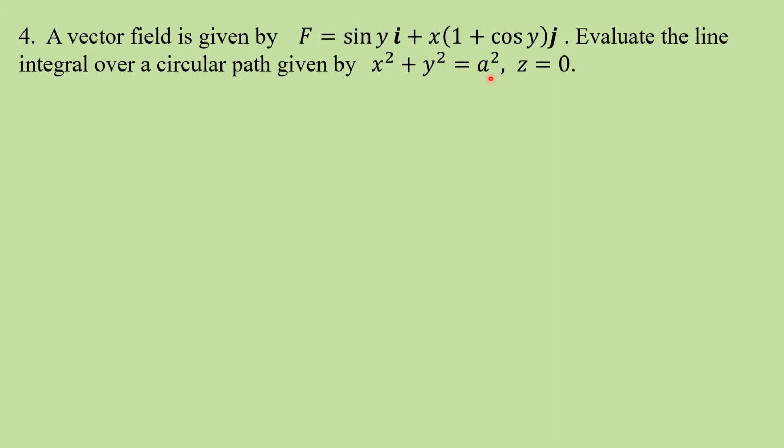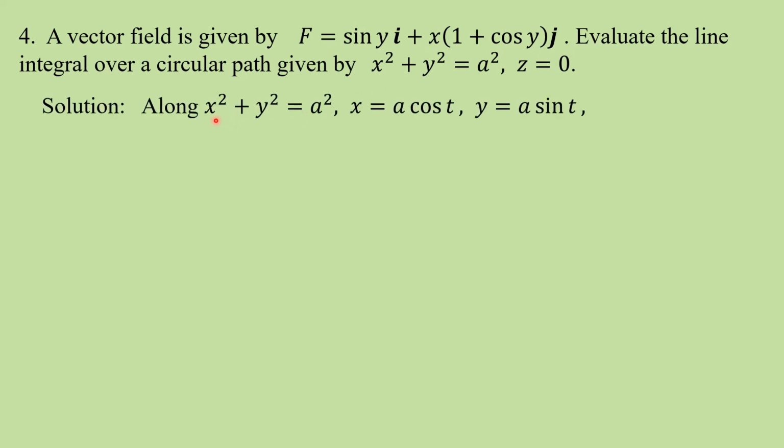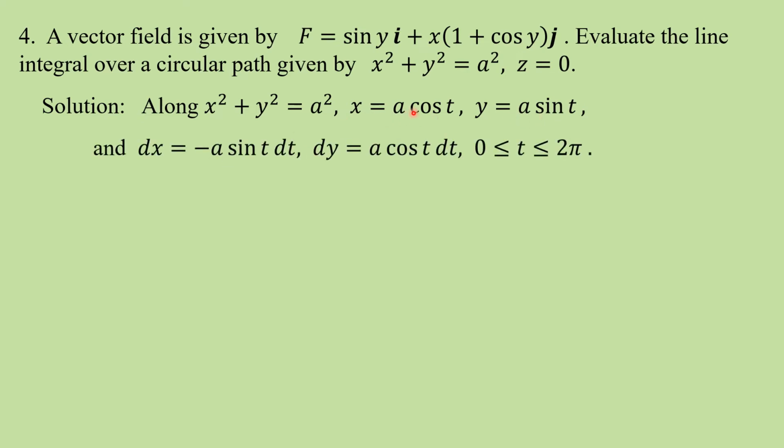Instead of taking with respect to x or with respect to y, it is better to take in terms of parametric form. As all of you know, the parametric equation of x² plus y² equal to a² is x equal to a cos t, y equal to a sin t. Thereby dx is minus a sin t dt and dy is a cos t dt. For a circle, t varies from 0 to 2π. So 0 less than or equal to t less than or equal to 2π.